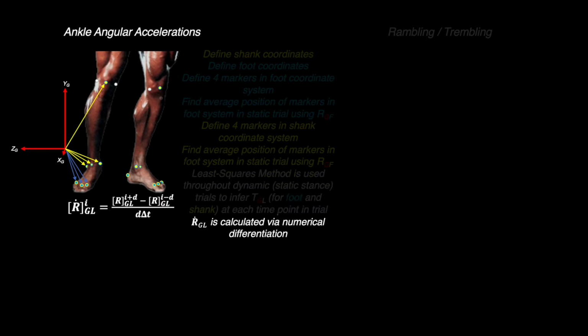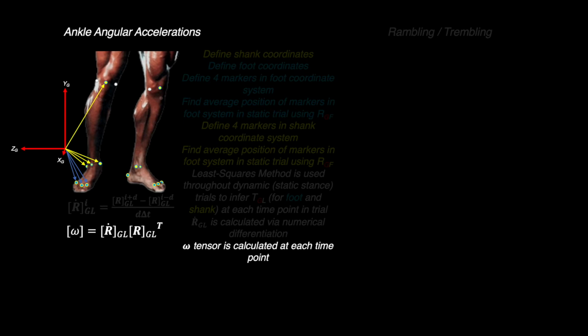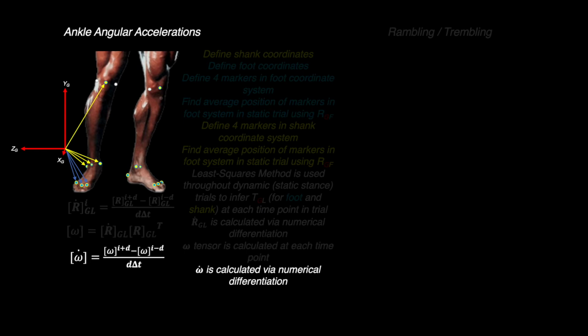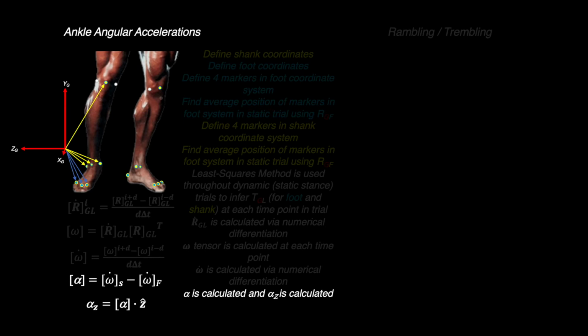So then we can calculate R dot, which is the change in rotation matrices over a period of time, by numerical differentiation. We use that to calculate the omega tensor, the angular velocity tensor, using R dot and R transposed. We can then calculate omega dot as numerical differentiation of omegas over a period of time. We then get alpha as a matrix from the subtraction of the omega dot foot from the omega dot shank, and then we multiply this matrix by the z unit vector for any coordinate system, and we produce the angular acceleration in that coordinate system. So we actually have the coordinate system for the ankle deduced here.